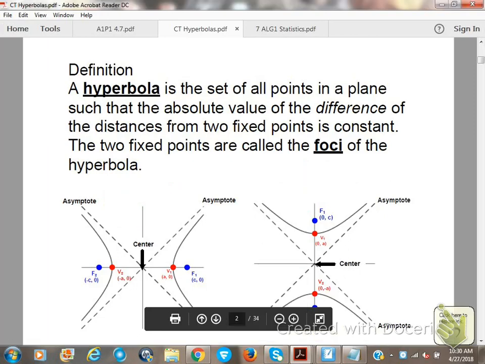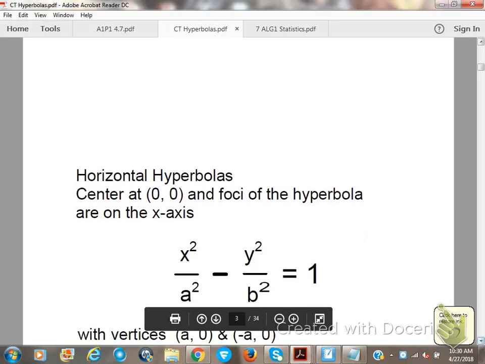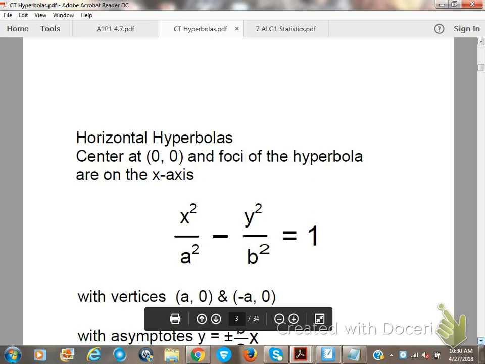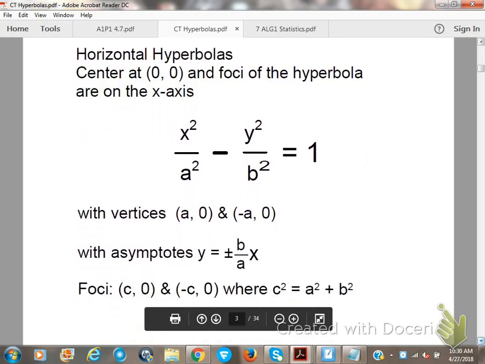Let's take a look at the equation for this. If you're dealing with a horizontal hyperbola whose center is at 0, 0, and the foci are on the x-axis, our equation is going to look like x squared over a squared minus y squared over b squared equals 1, where your vertices are at (a, 0) and (negative a, 0), and your asymptotes are y equals plus or minus b over a x.